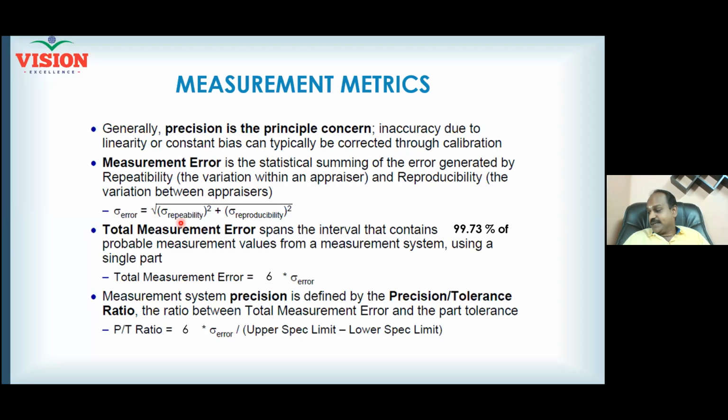You have sigma repeatability, you have sigma reproducibility. When I combine both, it is called gauge R&R. How? First of all, you have to combine the sigmas. You can't combine the sigma by mere adding. You have to square the sigma repeatability, square the sigma reproducibility, and only then add. After squaring and adding, you take a square root. That is the resulting sigma. It is like your Pythagoras theorem.